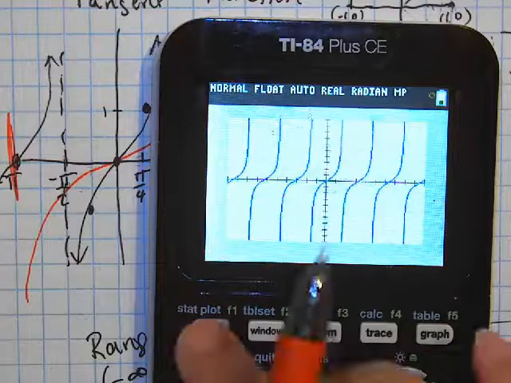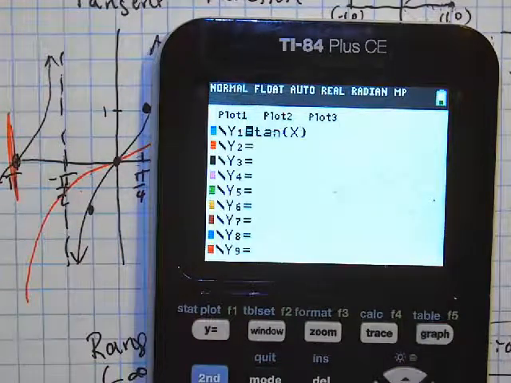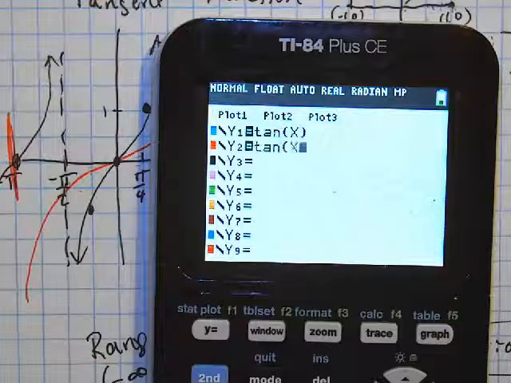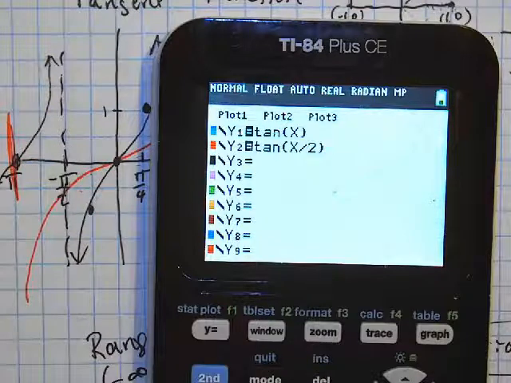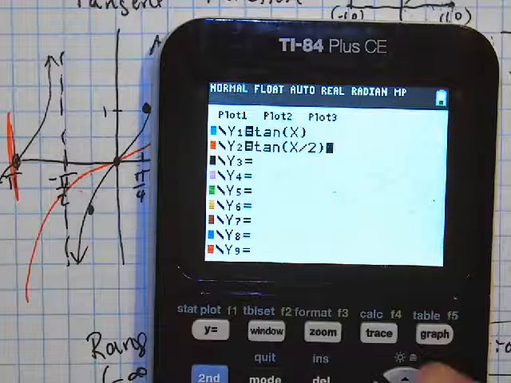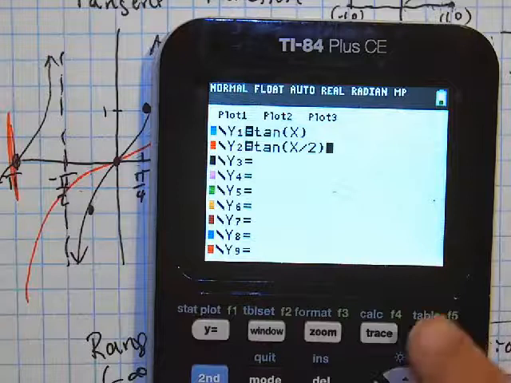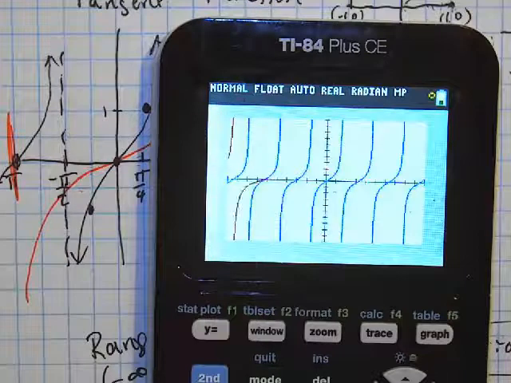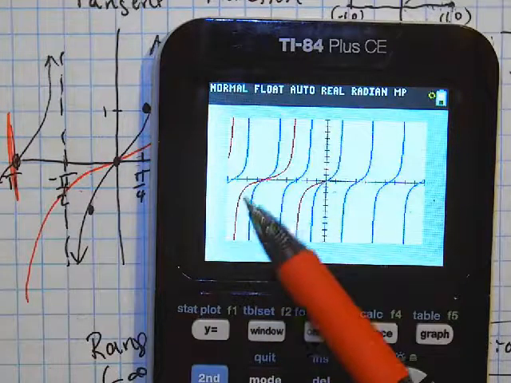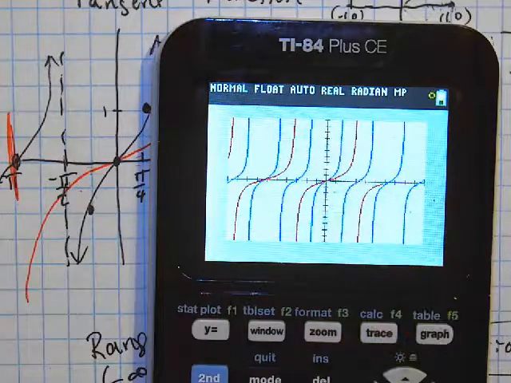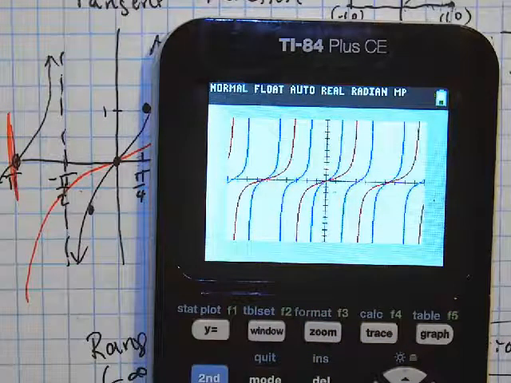So I'm going to go back to tangent, and I'm going to put in tangent of x divided by 2 for the second one, and this should stretch horizontally, or compress vertically would be the same way to say that. So you can see how now this really elongates out through here because the period has been stretched out.